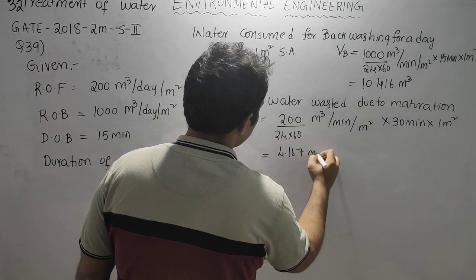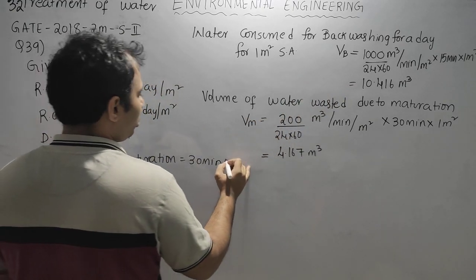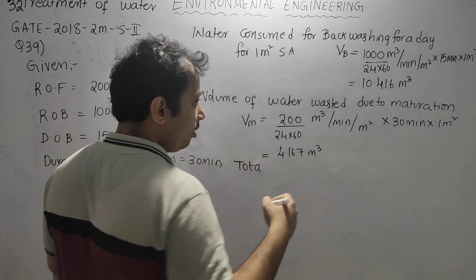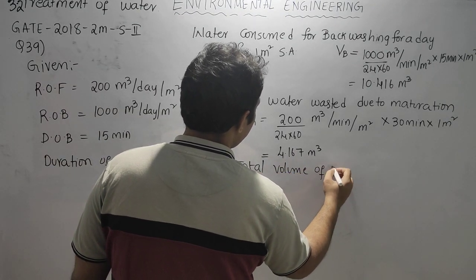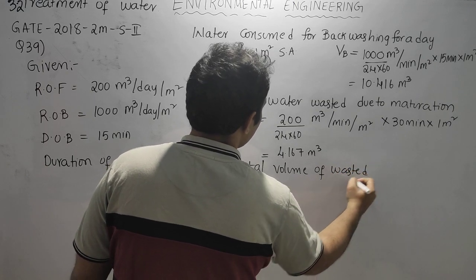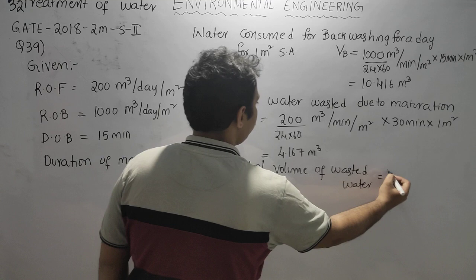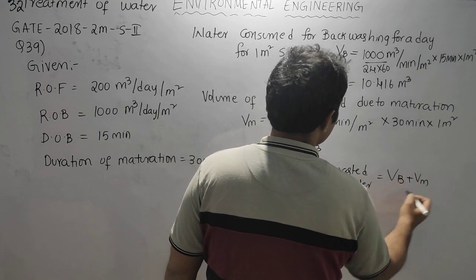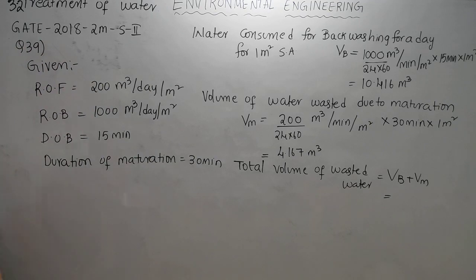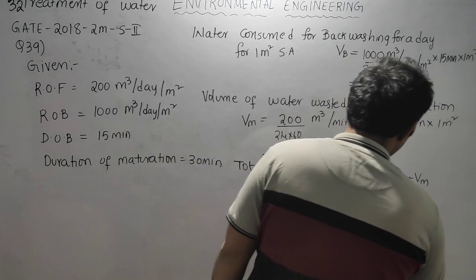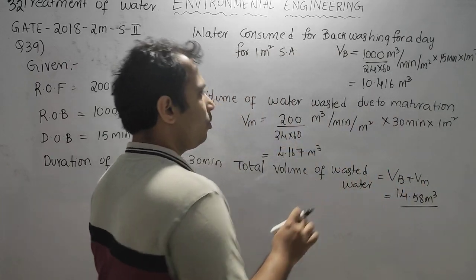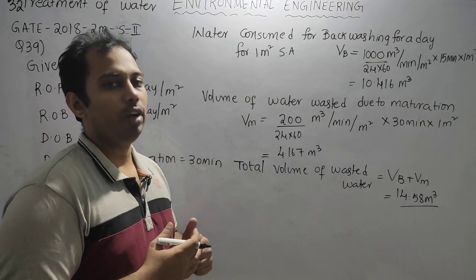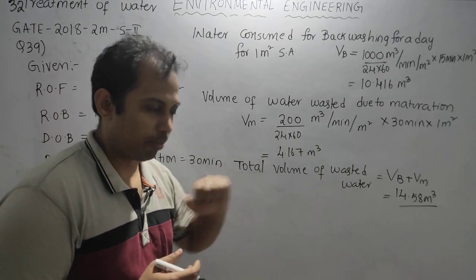So the total volume of wasted water is VB plus VM. Combined, it will be 10.416 plus 4.167, that is approximately 14.58 meter cube. So this is the extra water we need to increase from the filter.